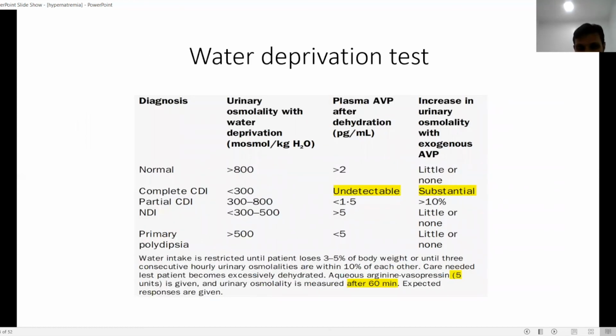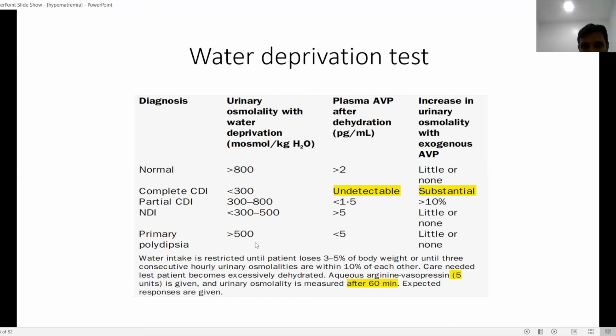So how are we going to test which type of diabetes insipidus it is? One simple test is the water deprivation test. But first we should know that normal urinary osmolality is more than 800. In complete central diabetes insipidus, the urine is very dilute and the osmolality is less than 300. And in nephrogenic diabetes insipidus, it is partially dilute, and the osmolality is between 300 and 500. What do we do first?